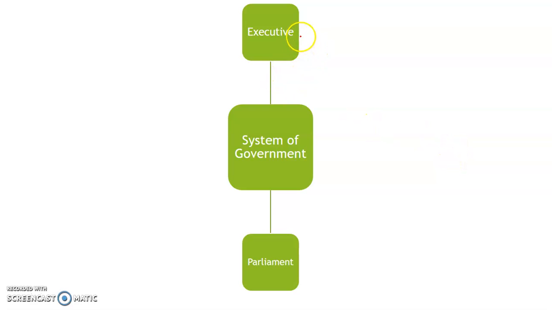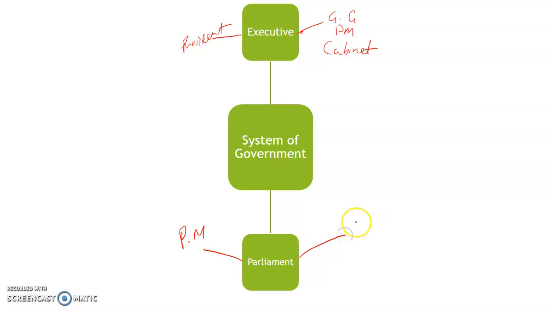So, as we said before, the executive, we have the president in Sri Lanka. We also have the Governor-General in Australia, Prime Minister and Cabinet. The Prime Minister in Sri Lanka is the head of the party with the most seats. And in Australia, this is the same. So one similarity between the two is that the Prime Minister is the leader of the party with the most seats in Parliament.